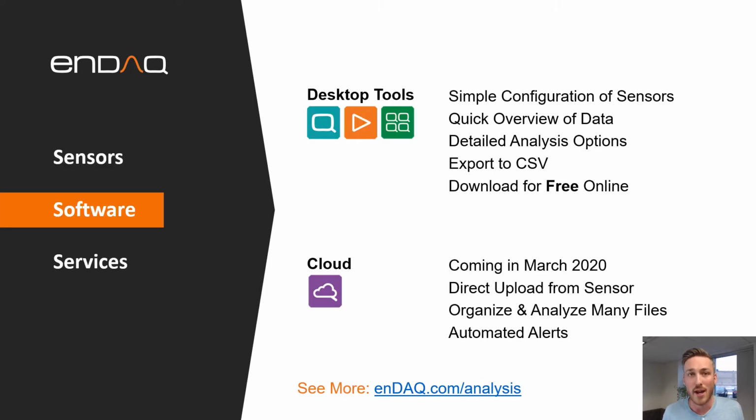Our software packages are also tailored to make it really easy to use but capable. Our desktop tools are all available for free online, and they provide the functionality to configure your device as well as provide some overview of the data, and two of the tools are really meant for giving more detailed signal analysis capabilities. Again, they're all available for free even if you haven't bought the product, so I encourage you to go online at enDAQ.com/analysis to download them and check them out.